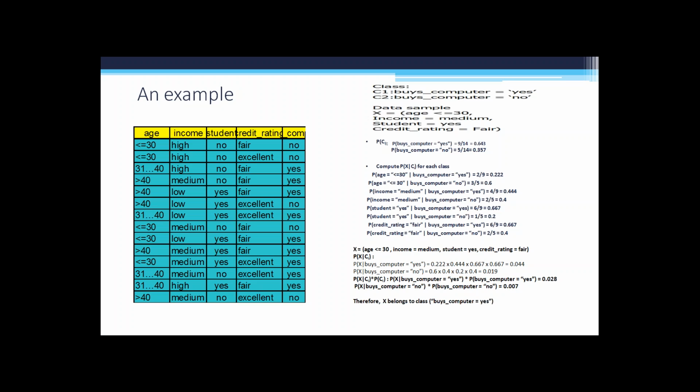So what we do is we first look at the probability of the outcomes. There are two outcomes, computer yes or no. The probability of computer buying equal to yes, it becomes C1, which is 9 out of 14. Probability of C2, which is computer buying equal to no, is 5 out of 14, because that's what you see in the raw data, right?